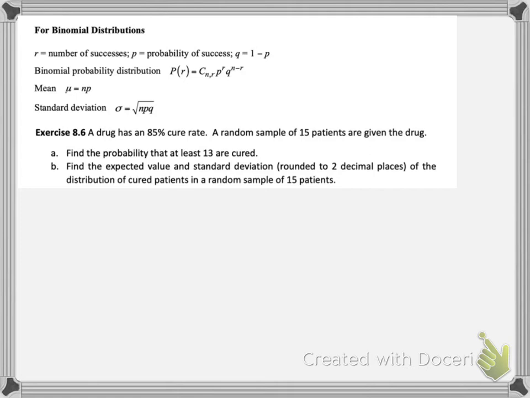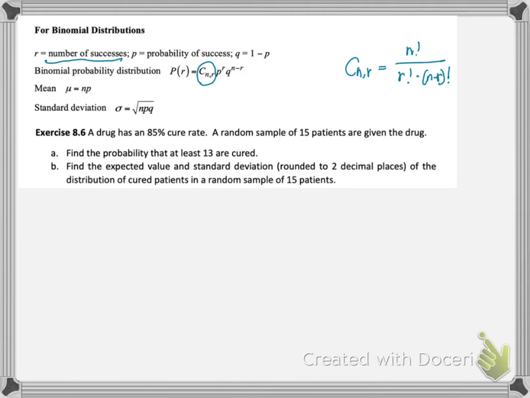So let's look at the given formulas. First, there is a C n r in this formula. That's why we explained C n r first. Let me repeat: the formula for C n r is n factorial over r factorial times n minus r factorial. That formula is also given. And then r is the number of success. So that's the way you identify this question.